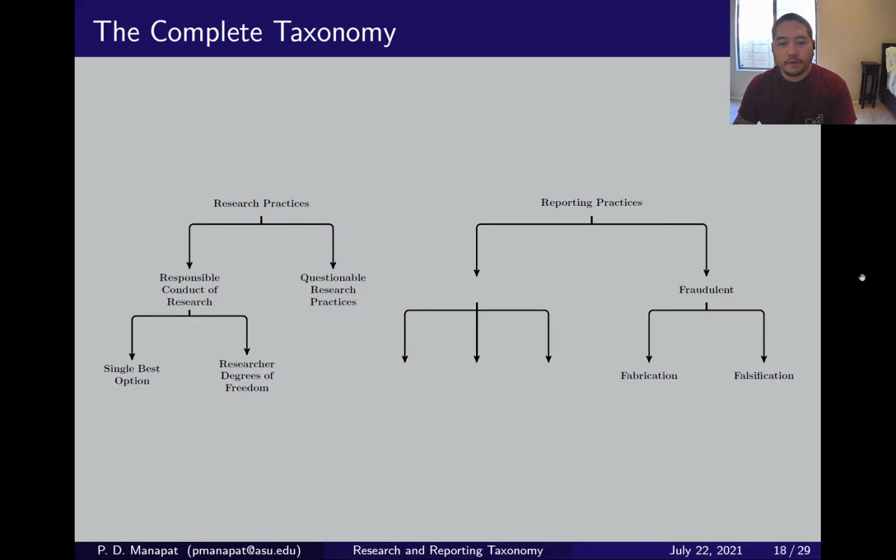Okay, so now we'll fill in the rest of the taxonomy here. So this arm here that is not fraudulent is honest reporting, and we can have complete and correct, incomplete or incorrect, and incomplete and incorrect.